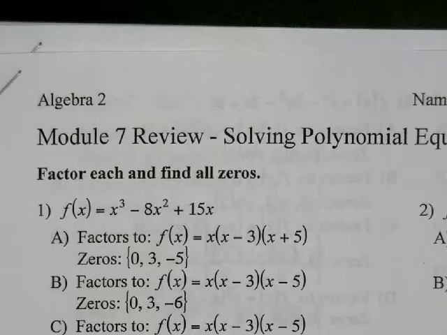They're going to be kind of all mixed up. 7.1 had to do with rational solutions. 7.2 had to do with complex solutions. So be ready.